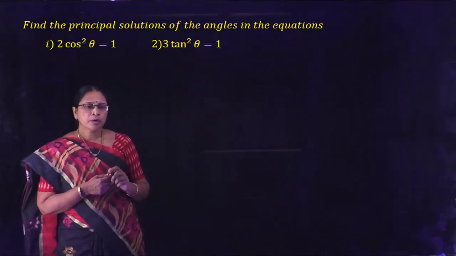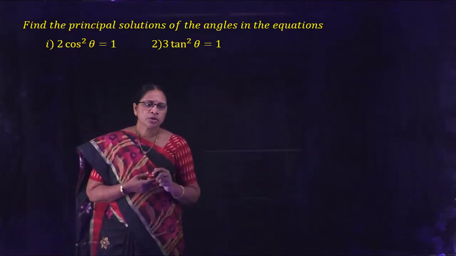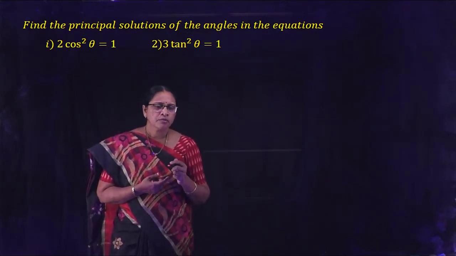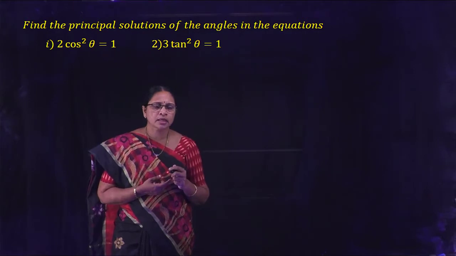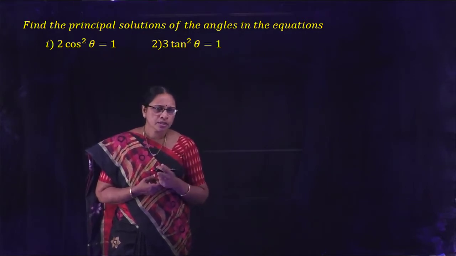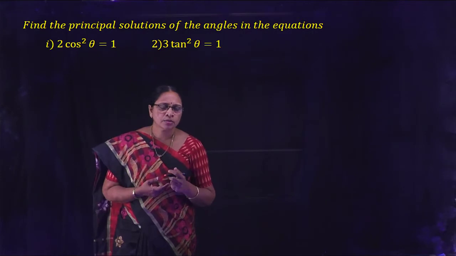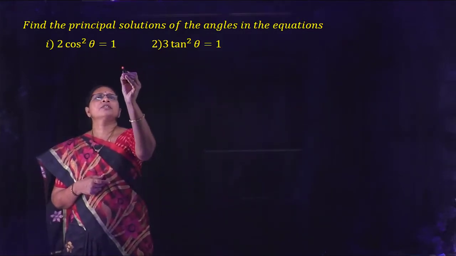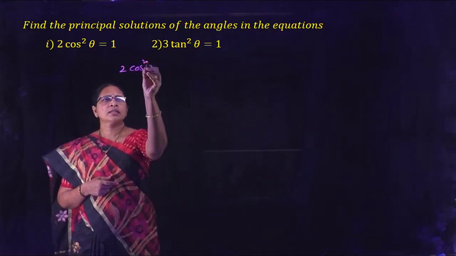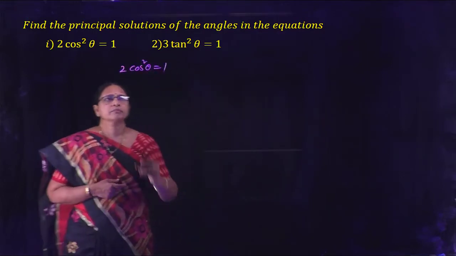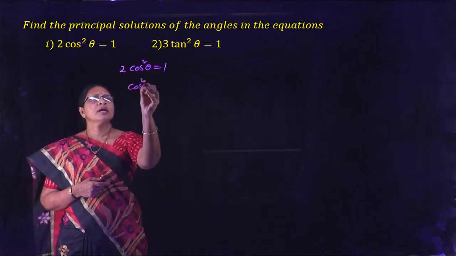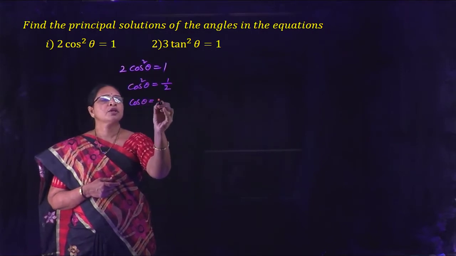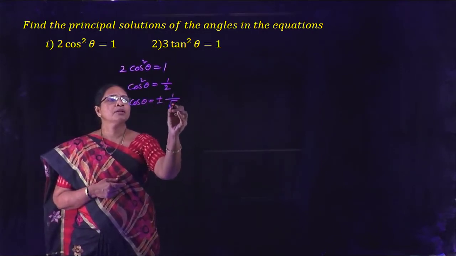See the first problem. Find the principal solutions of the angles in the equation. First one is 2 cos square theta equal to 1. Second one is 3 tan square theta equal to 1. Given equation is 2 cos square theta is equal to 1. Here cos square theta is equal to 1 by 2, so cos theta is equal to plus or minus 1 by root 2.